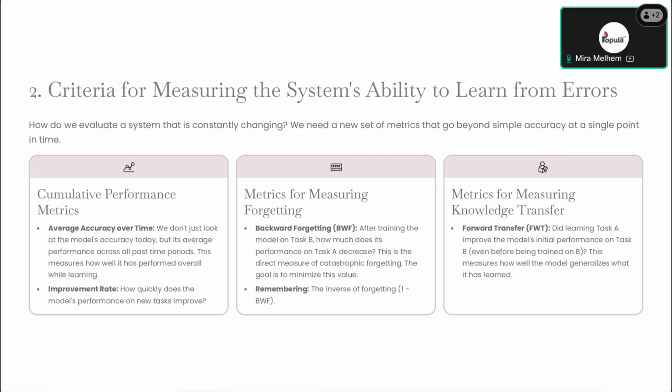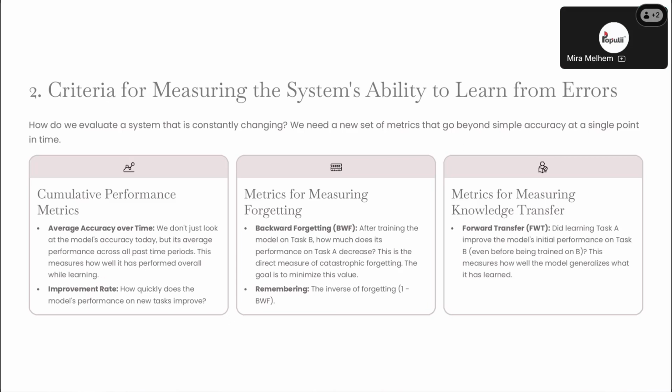Continual learning is not only about gaining new knowledge, it's about keeping the old knowledge as well. After training the model on a new task, let's say task B, we measure how much its performance on an older task, which is task A, decreased after the new learning. If task A accuracy drops significantly, that's catastrophic forgetting. Our goal here is to keep BWF, which is backward forgetting, as low as possible.